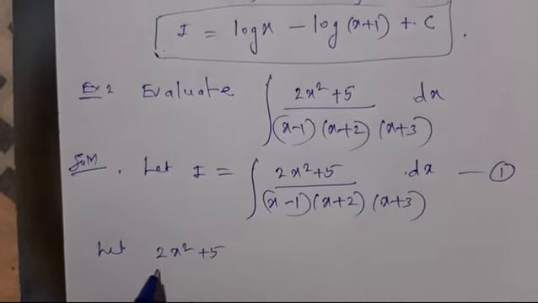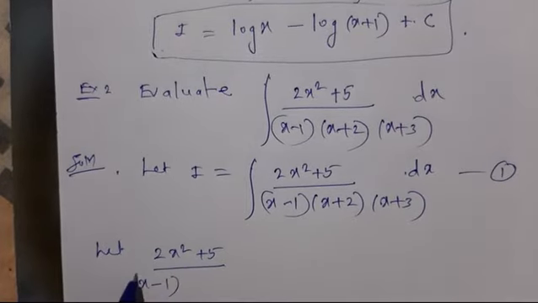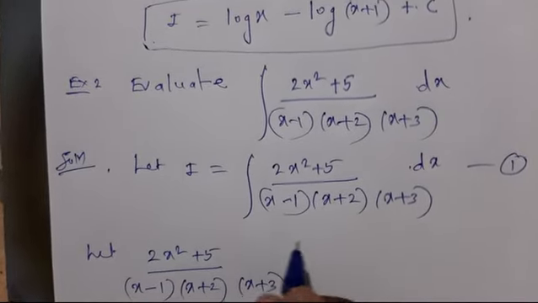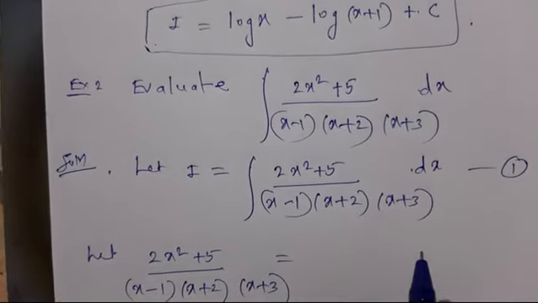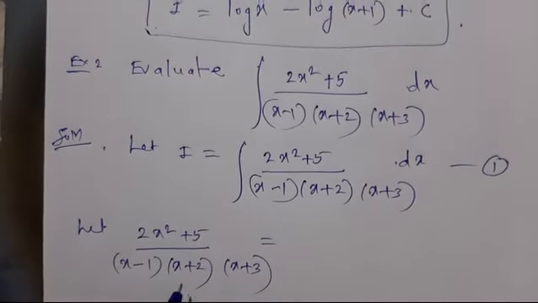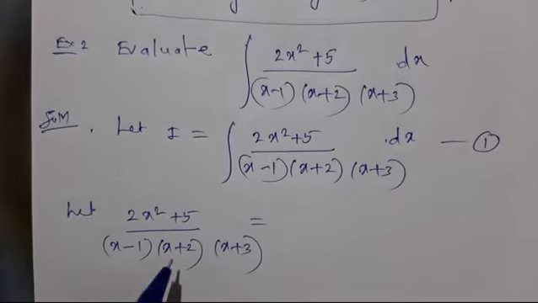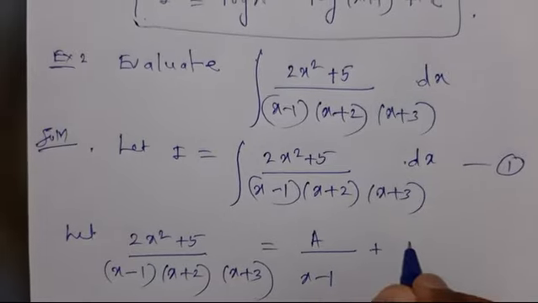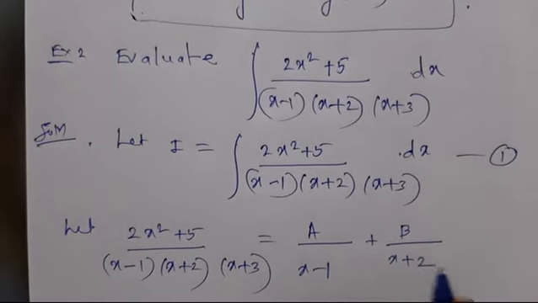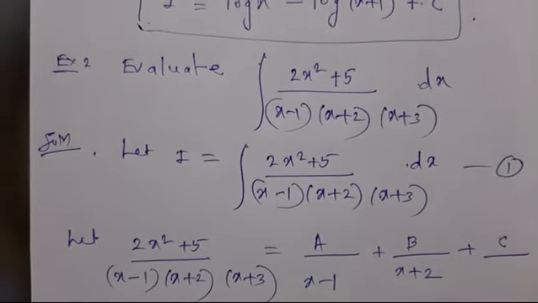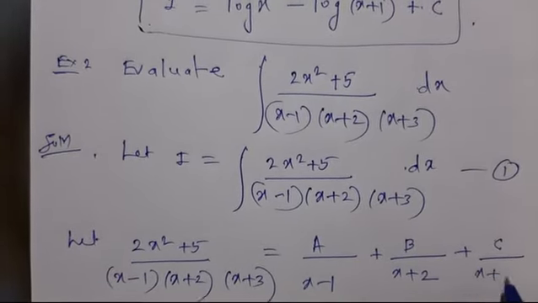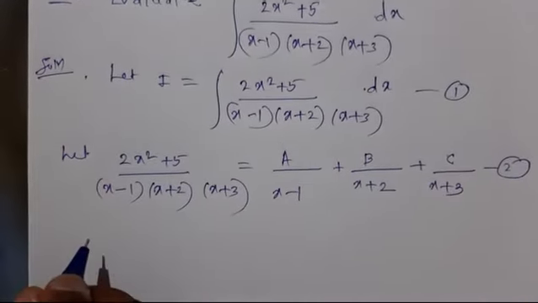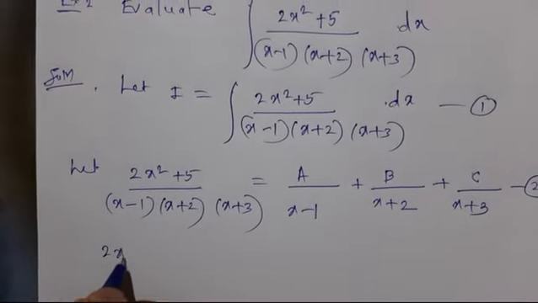Now let 2x square plus 5 upon x minus 1 into x plus 2 into x plus 3 is equal to... here in the denominator we have 3 linear roots and all the 3 are different. So I will write this one as a upon x minus 1 plus b upon x plus 2 plus c upon x plus 3. I will denote this as equation number 2. As similar to the last example, I will simplify this one.